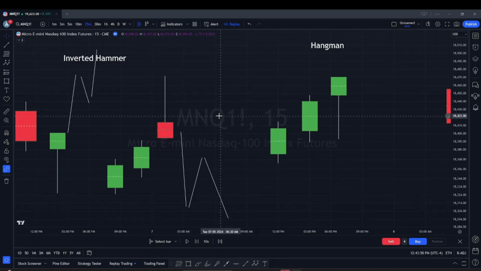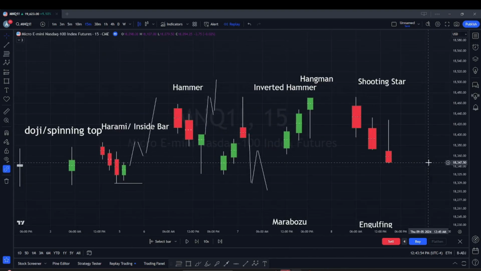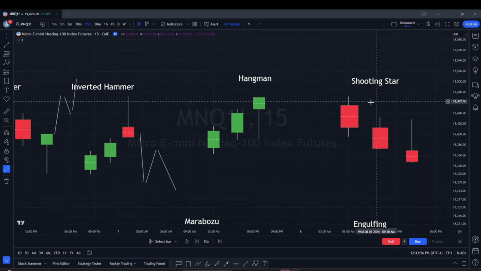Next up, you've got your hangman and your shooting star. This is the opposite concept as your hammer and your inverted hammer. So your hangman, you would basically see a hammer at the top of an uptrend. They call it a hangman because it looks like a man that's getting hanged, I guess. It just looks like a hammer at the top of an uptrend instead of at the bottom of a downtrend.